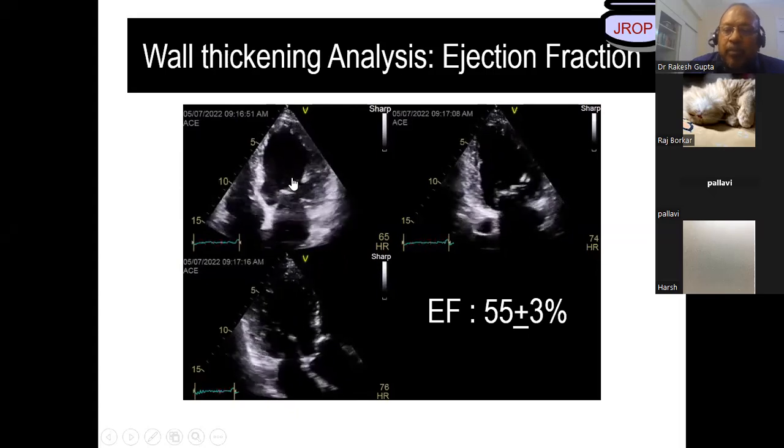Sir, can we use MAPSE as an indicator for LVEF? If MAPSE is less than 0.8, we can say EF is less than 50%. MAPSE is not the correct method of looking at LV function. But if MAPSE is less than 0.8, we can see EF is less than 50%.